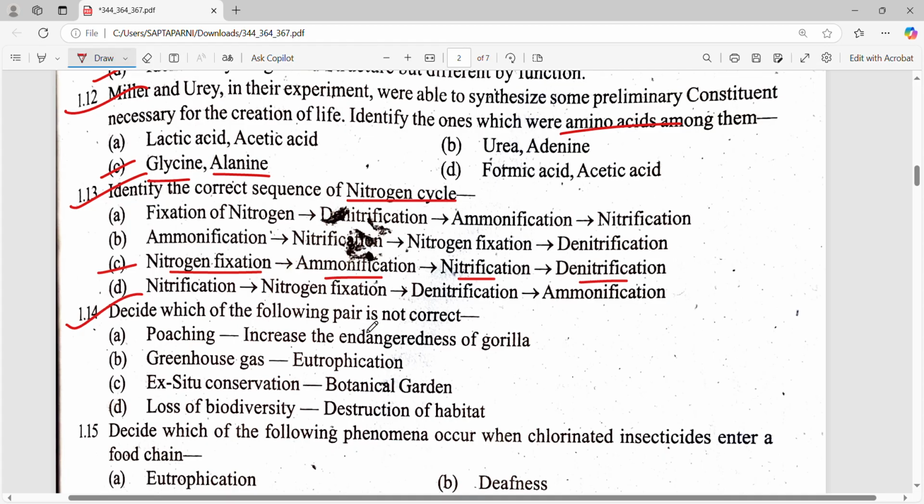Decide which of the following pair is not correct. See here, poaching increases the endangeredness of gorilla, correct. Greenhouse gas and eutrophication, it is not correct. Greenhouse gas is responsible for air pollution, not eutrophication or the water pollution. So here incorrect one is our option B.